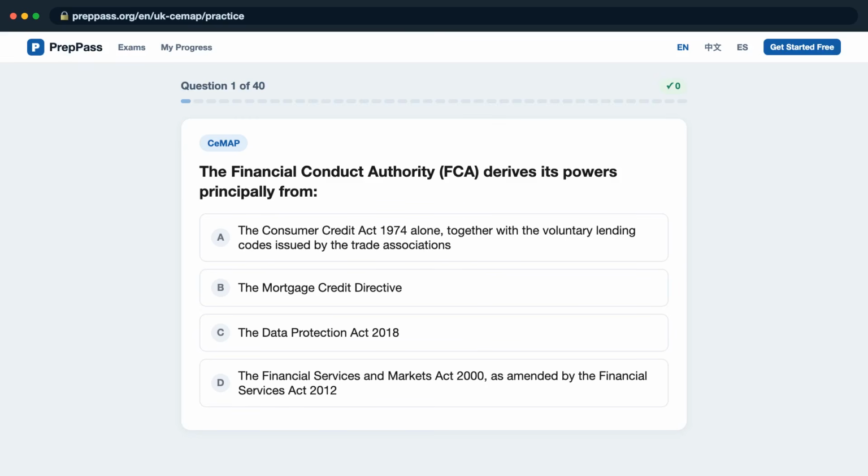Question 1. The Financial Conduct Authority, FCA, derives its powers principally from, is it A, the Consumer Credit Act 1974 alone, together with the voluntary lending codes issued by the trade associations? B, the Mortgage Credit Directive. C, the Data Protection Act 2018. D, the Financial Services and Markets Act 2000, as amended by the Financial Services Act 2012?